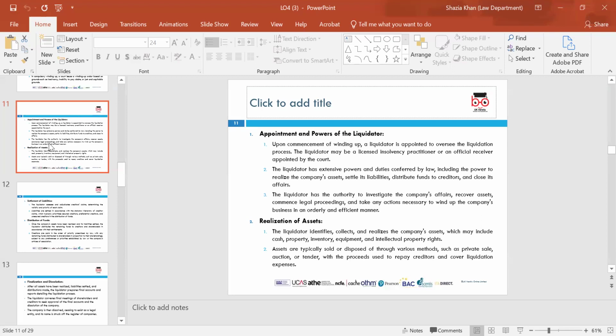The liquidator has the authority to investigate the company's affairs, recover any assets, commence legal proceedings, and take actions necessary to wind up the company's business in an orderly and efficient manner.